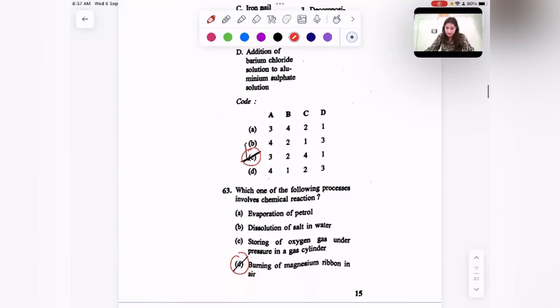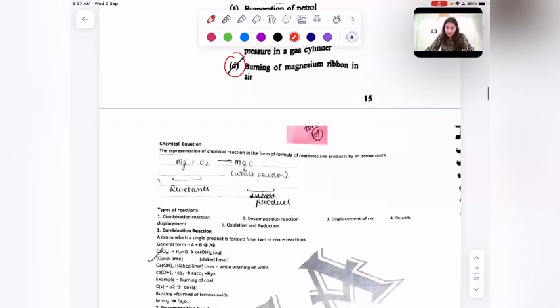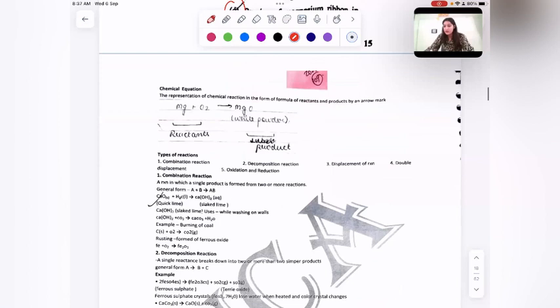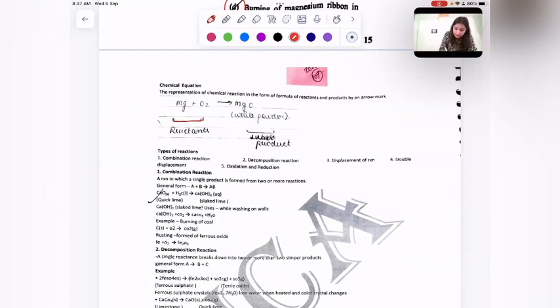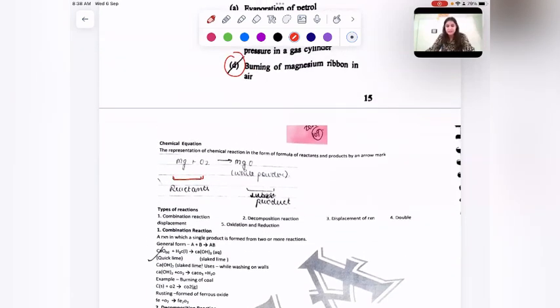Next, which one of the following processes involved a chemical reaction? Again, two questions from only one page. Okay, so a chemical reaction is given here. So burning of magnesium ribbon is the answer.